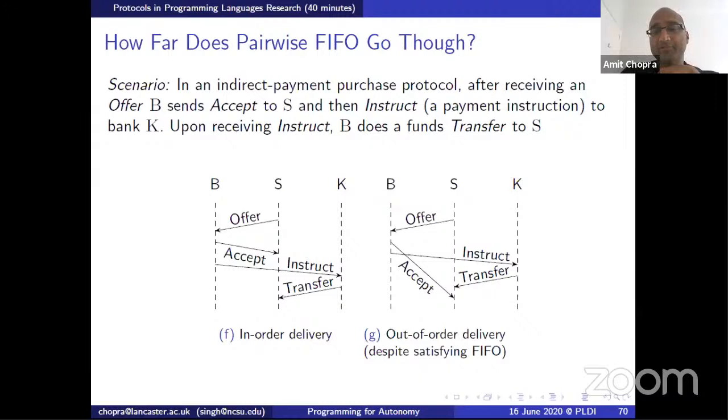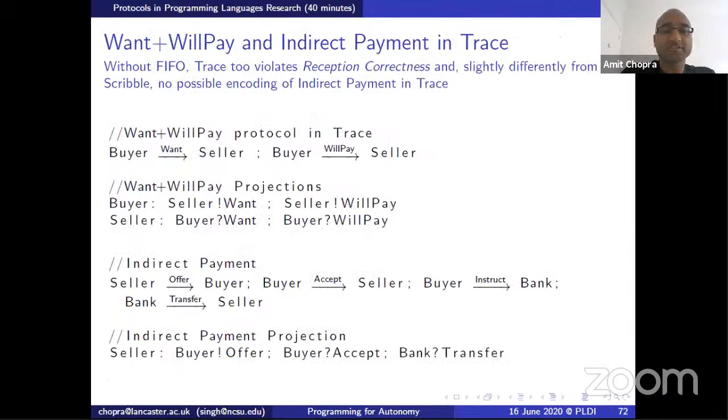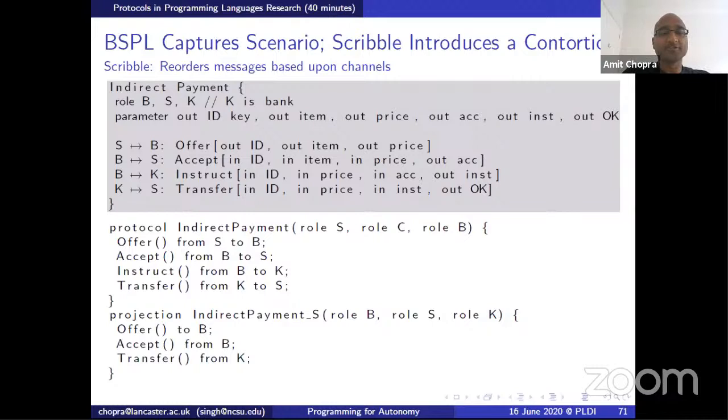The projection for the seller is expecting to see an accept before a transfer. So you would think it'll not be able to support this enactment in G because here the transfer is arriving before the accept. And therefore the protocol should be ruled out as invalid because it is incompatible with the observed orderings of events. But Scribble introduces a contortion. What it says is that, well, they're on different channels. Accept is from the buyer on the channel from the buyer and transfer is on the channel from the bank. And therefore what the agent should do is not look, because it wants accept before transfer, it should ignore the channel from the bank till it has received an accept. So it is saying, if a message arrives on another channel, because if you happen to look at that channel, it may mess up your correctness. Don't look at that channel, which seems like a very odd way of handling message arrivals.